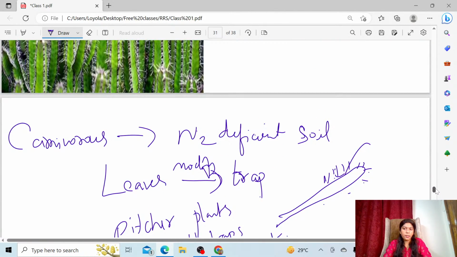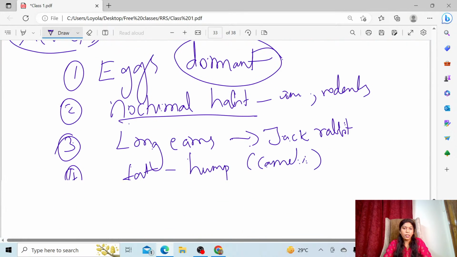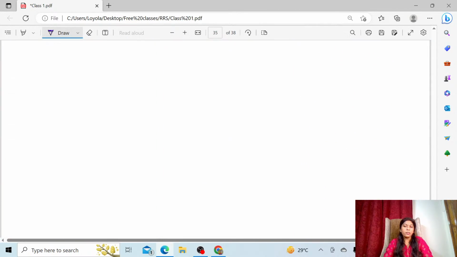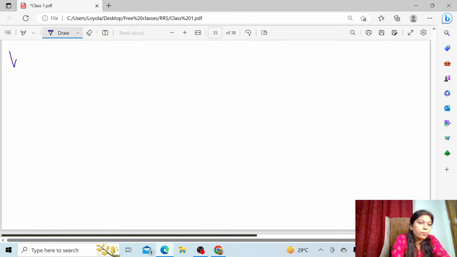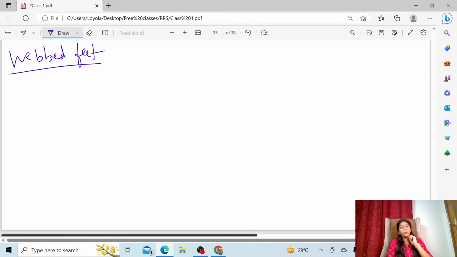We'll take an empty space from here. We'll utilize this space. Webbed feet. First of all, animals will have webbed feet in order to swim in the water. Especially those living near wetlands will have webbed feet. We all know that some birds have webbed feet, like ducks. Even some animals which live in the waters have webbed feet, like penguins and all.